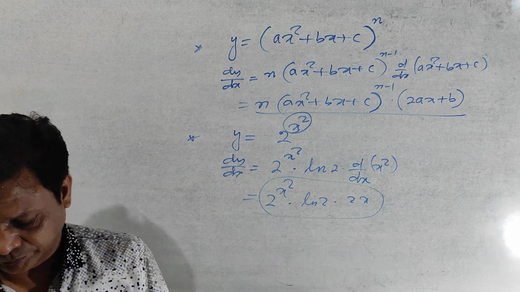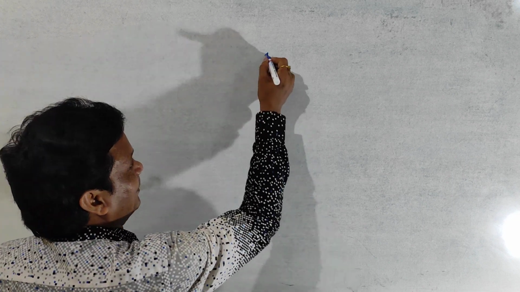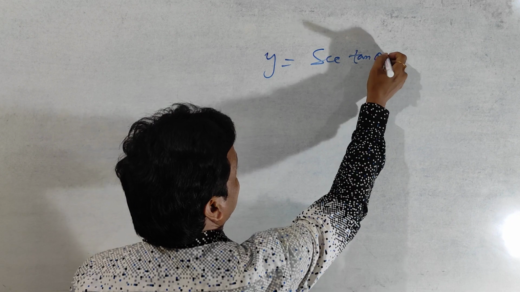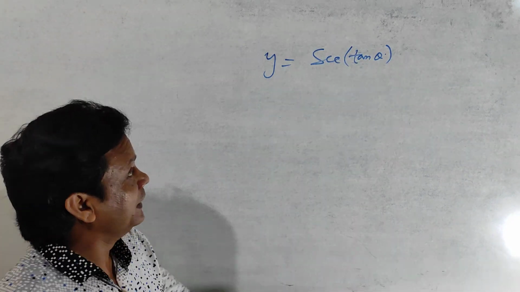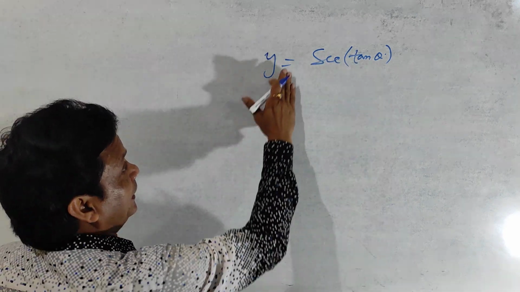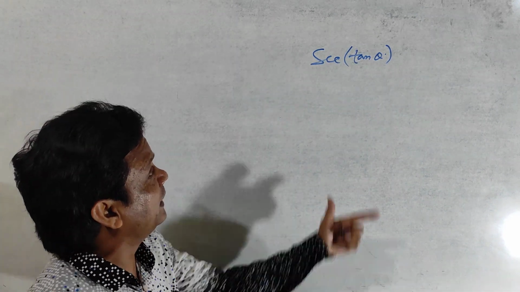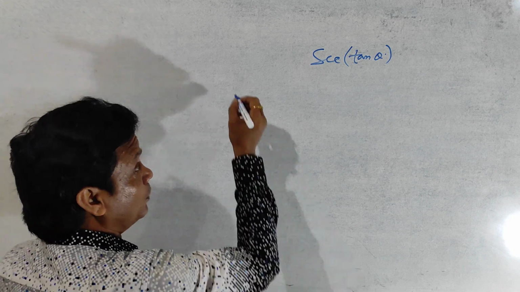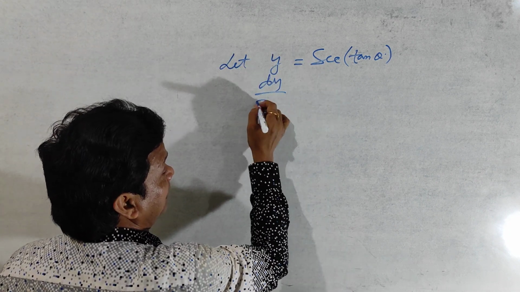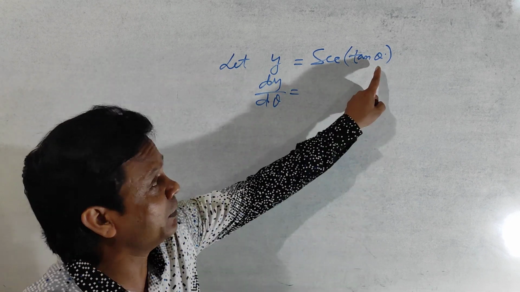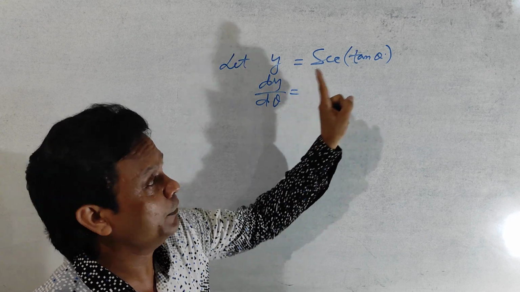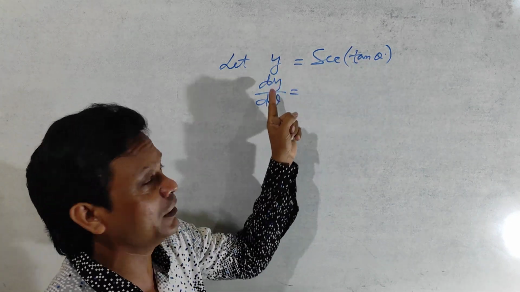Clear? Now see another example. y is equal to sec of tan theta. Now in this case, the variable is theta, so you have to find dy by d theta. See here, in your book it is given: find the derivative of this one. So you should write like this: let y is equal to this one. So you have to find dy by d theta, because here the variable is theta. If the variable is z, you have to find dy by dz. If the variable is t, then you have to find dy by dt.